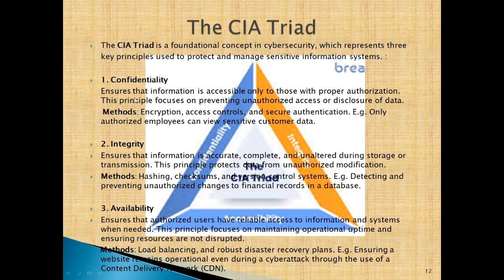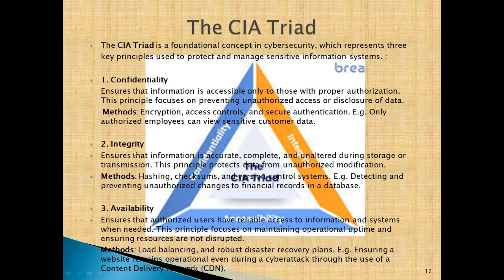Now, what is confidentiality? Confidentiality ensures that information is accessible only to those with proper authorization. This principle focuses on preventing unauthorized access or disclosure of data. And the way to do that is by encryption or access control. What does confidentiality mean? It means that only the people who are supposed to access a particular information actually access that information. So that information is confidential.